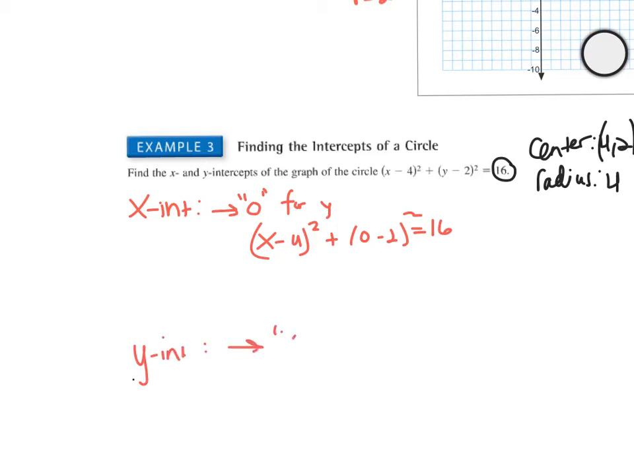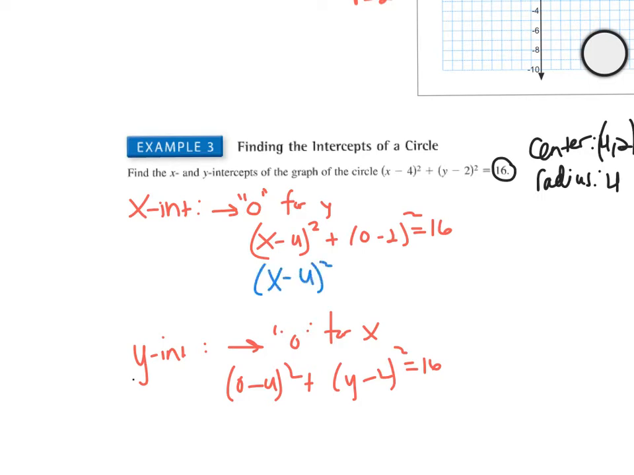We plug in 0 for x, right? So it'd be 0 minus 4 squared plus y minus 2 squared equals 16. Now, most people are like, oh gosh, we have to FOIL that out. No, you don't. Please don't. That's way too much work right now. Simplify this, right? So negative 4 squared is 16. Subtract the 16, so you get y minus 2 squared equals 0.